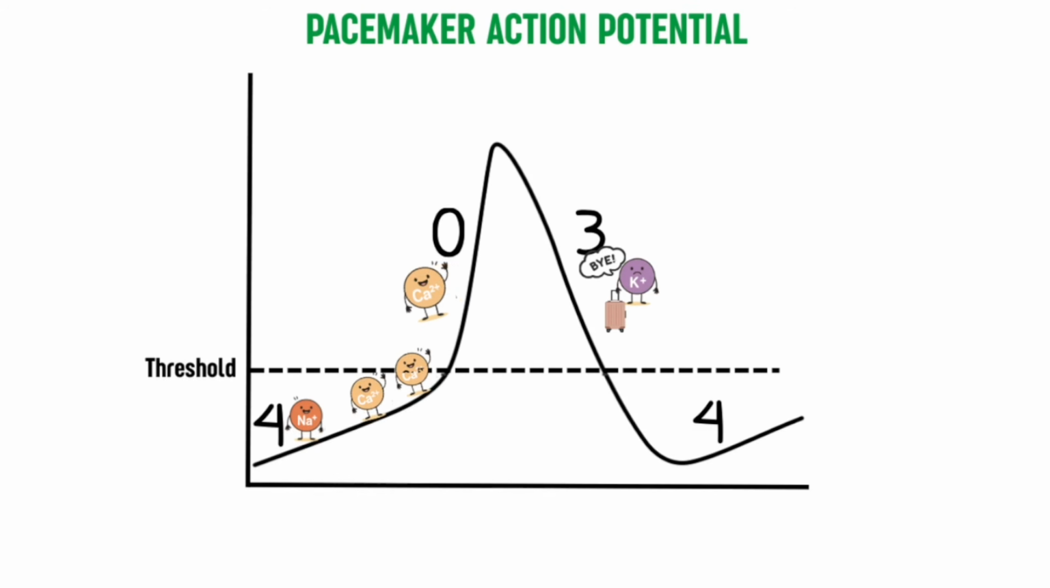And then finally, phase 3, repolarization as calcium channels close. And guess who starts to leave again? Yep, potassium, the party pooper, flows out, bringing us back to phase 4 once more. As you can see, our pacemaker cells lack a distinct phase 1 or 2.